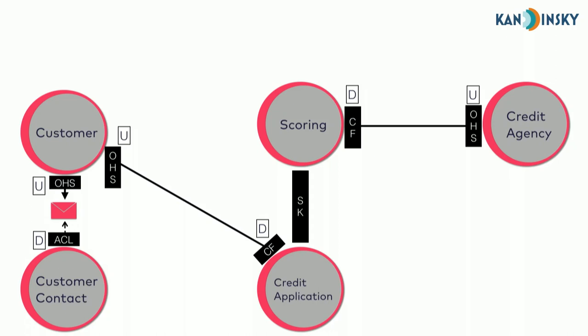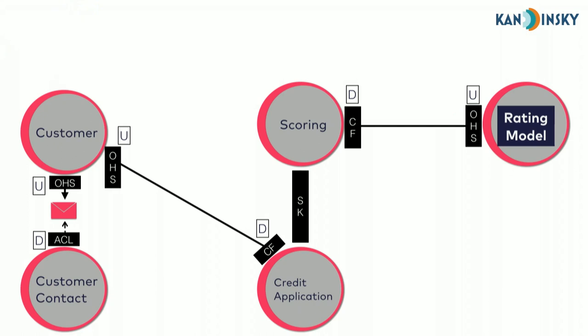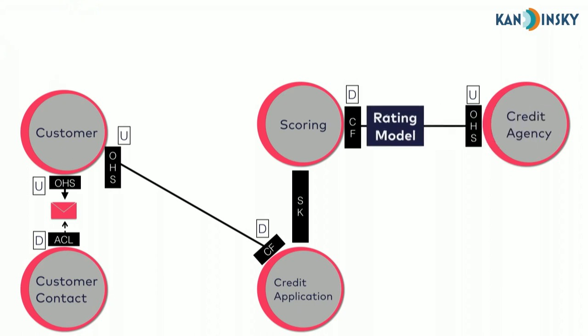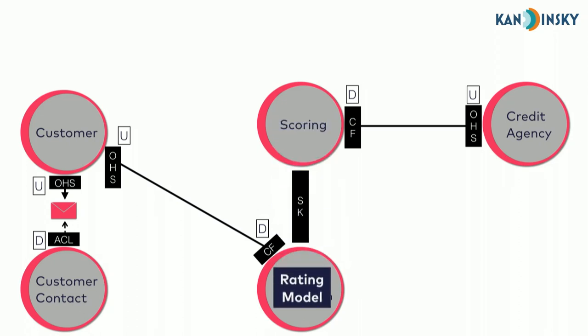Let's say we want to exchange the credit agency from the Schufa to Arvato Infos. What do we need to change? Take a look. There's a risk that the model of the credit agency propagates through the conformist into scoring, and then there is a rest risk. The part of that model is in the shared kernel and propagates to the next. And the same risk exists for the other.